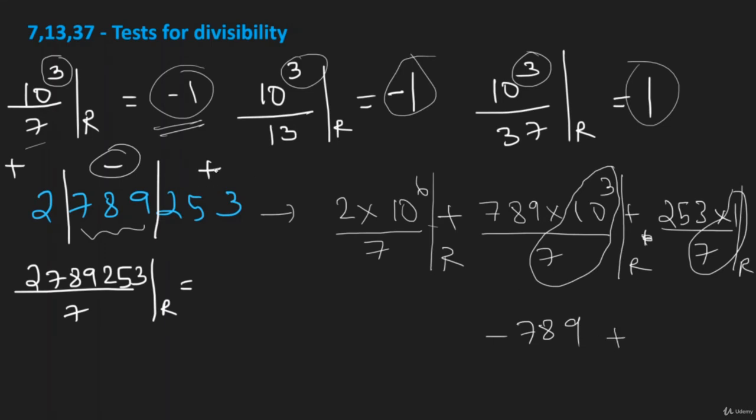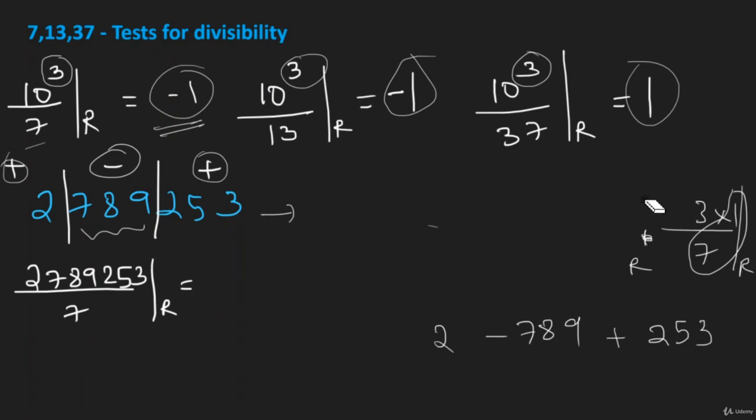That's why we write a plus over here, and that's 253 itself. And over here you have 10 to the power 6 by 7. If 10 to the power 3 by 7 is -1, 10 to the power 6 by 7 will be -1 into -1, which is 1. That's why you have a plus over here, and that's just 2. So that's how we arrived at these signs. Let me make some space and we'll move ahead with our method.